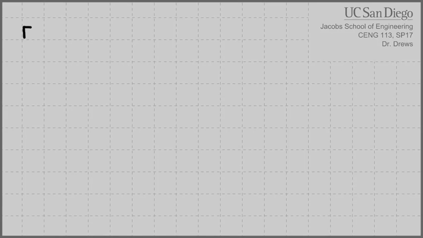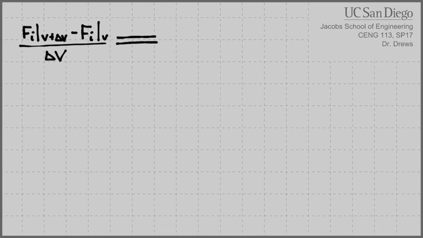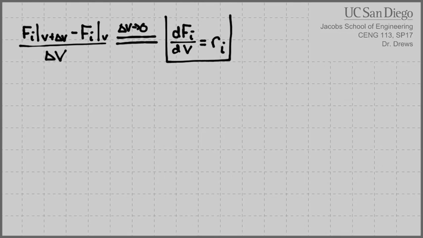So if I rearrange that, I would have something like F sub I evaluated at V plus delta V minus F sub I evaluated at V divided by delta V. I'm going to draw a really long equal sign here, because if we let delta V go to 0, in that limit we now get a derivative: dF_i/dV is equal to R sub I. So this represents our material balance on a plug flow reactor.